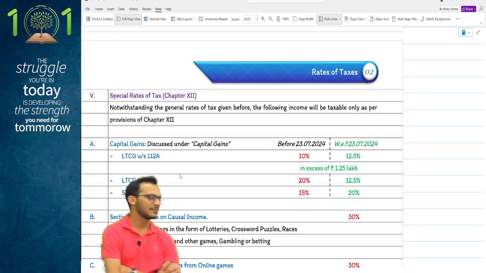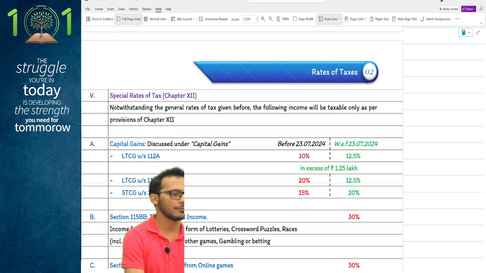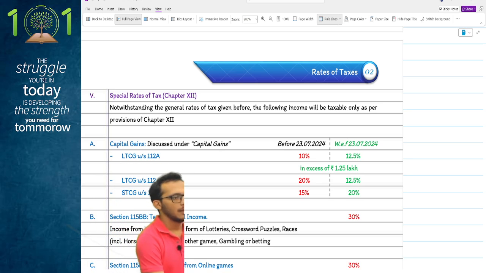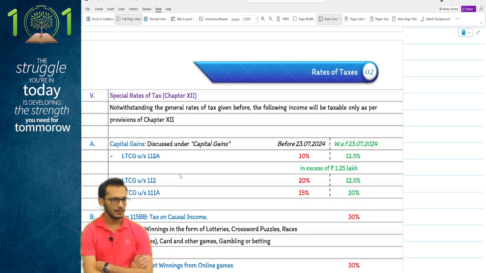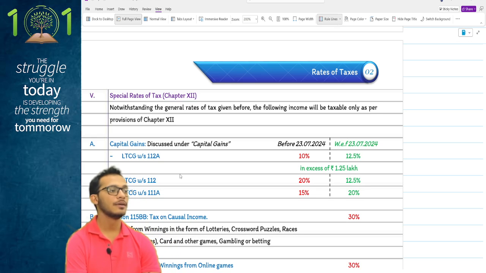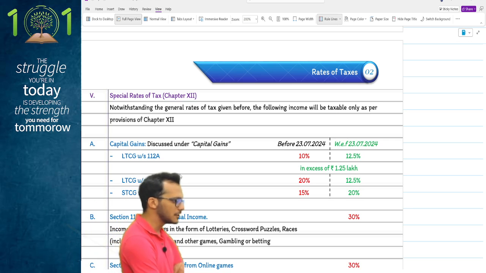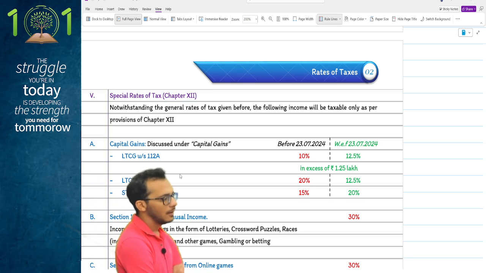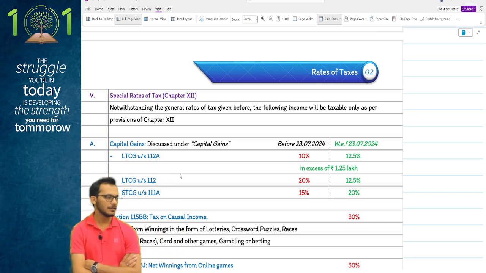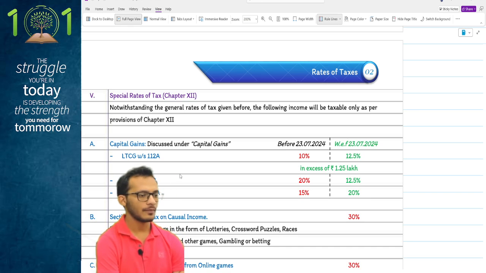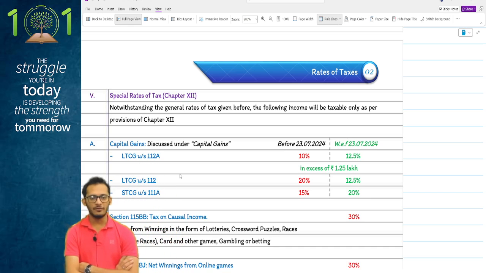Always try to adjust the 1.25 lakhs against LTCG post 23rd July first, in order to get the most beneficial taxes.